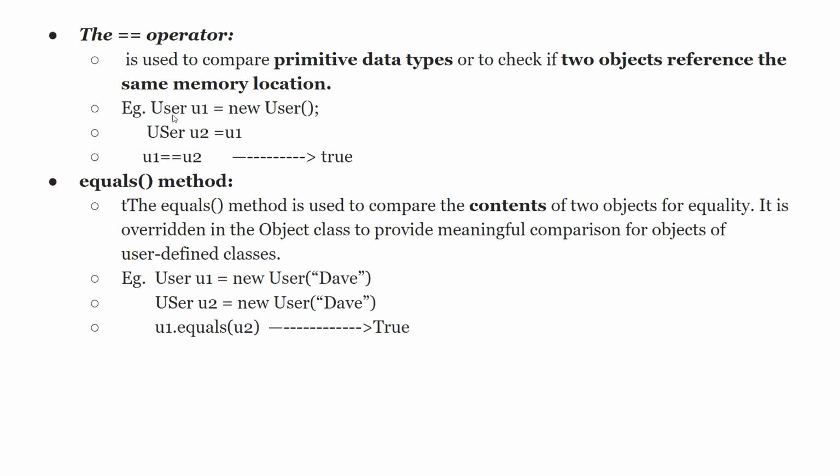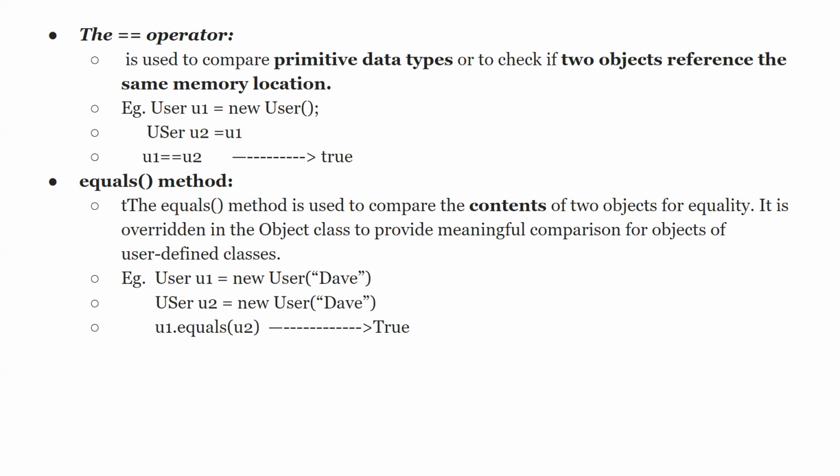Have a look here. For example, we have an object User. User u1 equals new User, and User u2 equals u1. What does it mean? I'm referring u2 to u1, which means u2 and u1 are referring to the same memory location. So when we say u1 == u2, the answer is true, because they are targeting the same heap memory. As we know, objects are saved in heap memory, and the garbage collector cares about the heap memory. So these two object references are referring to the same memory location, so u1 == u2 is true.